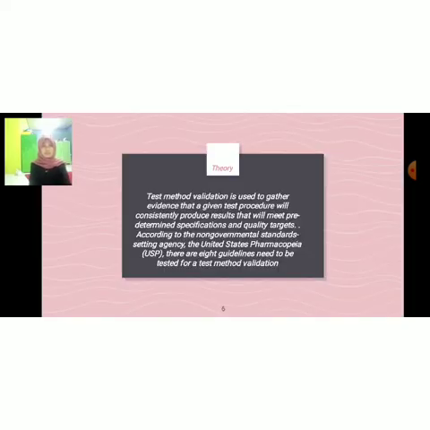Next. For the theory, the method of test validation is used to gather evidence that a given test procedure will consistently produce results that meet predetermined specifications and quality targets. And according to the non-governmental standard-setting agency, the United States Pharmacopoeia, there are 8 guidances needed to be tested for the test method validation.